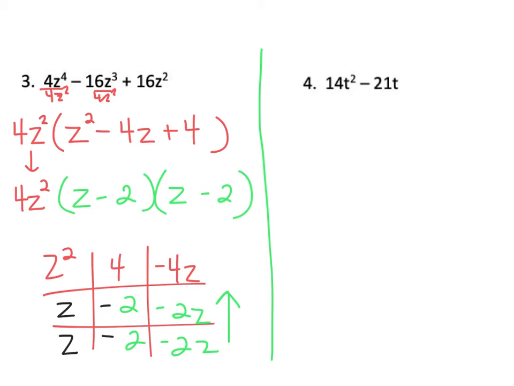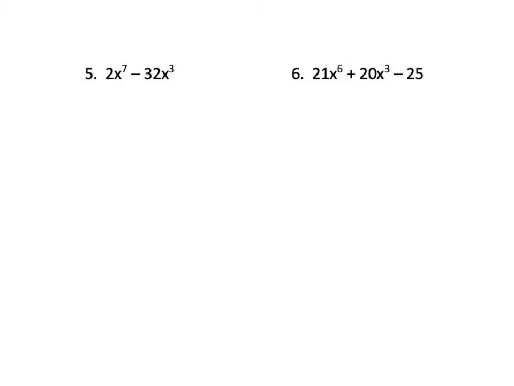Okay, so 14t squared minus 21t. We're looking again for GCF. So I believe 7 goes into both 14 and 21 and t. So I will divide both terms by 7t to begin. That produces 2t minus 3. Now, I have a linear binomial here. Linear things don't factor any further, so this is it.